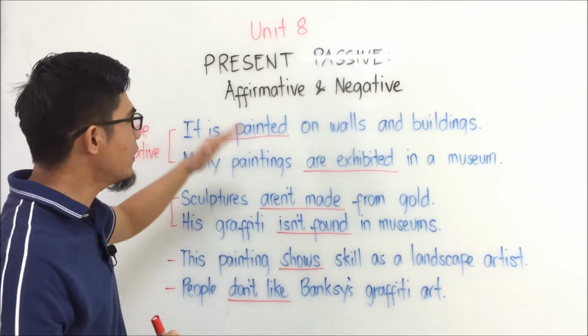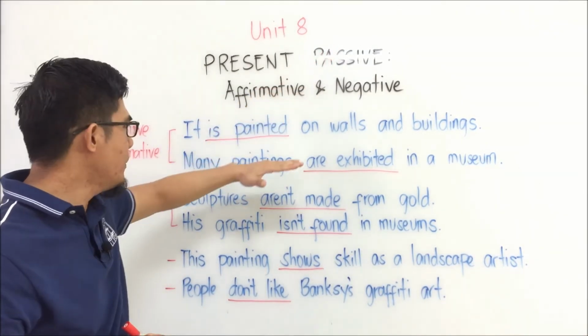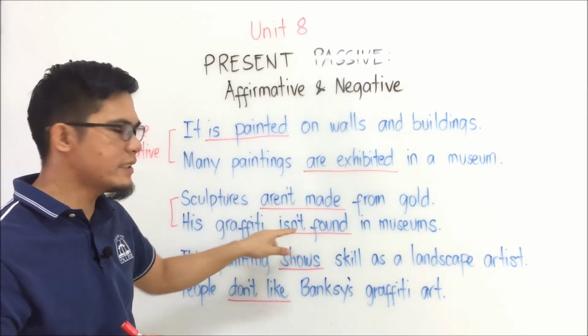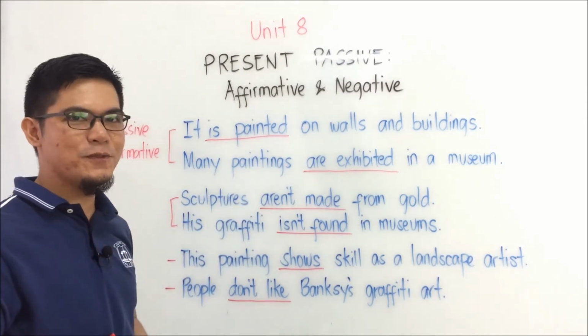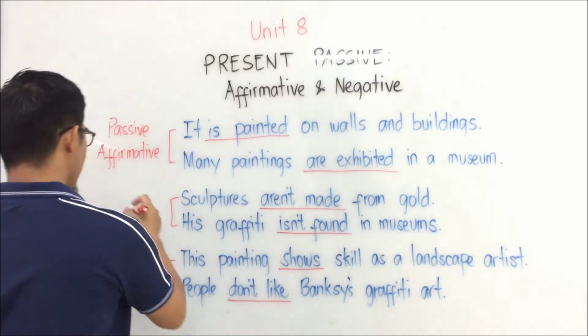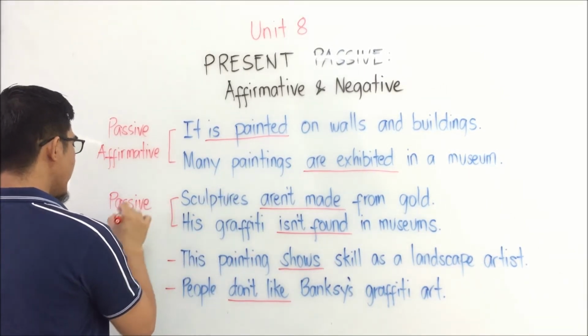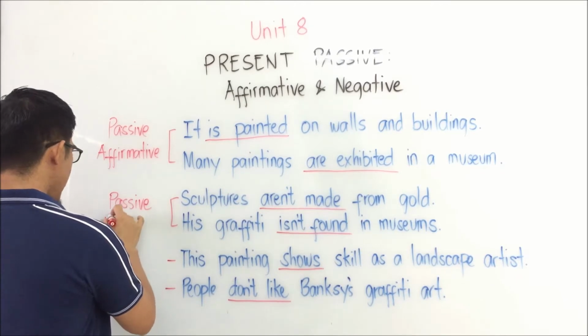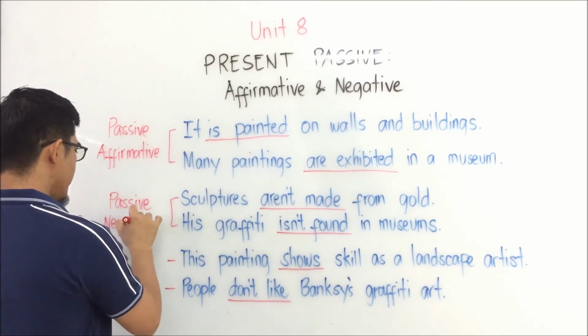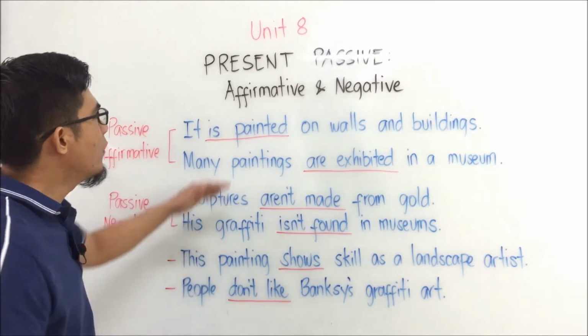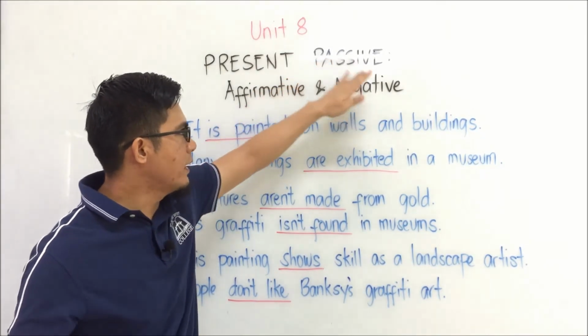But remember, our form is passive. What about this? Aren't, isn't. Passive, negative. Correct. These two sentences are in passive negative form. Now, we've done passive affirmative, passive negative.